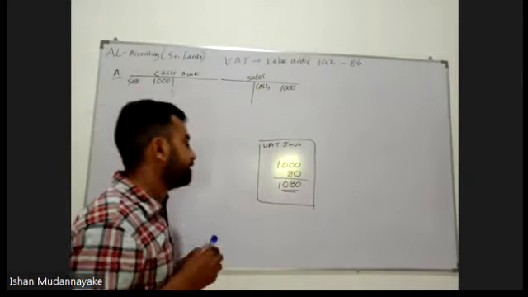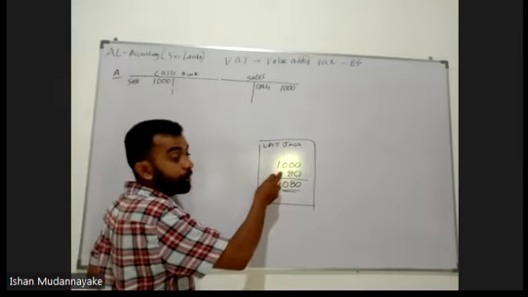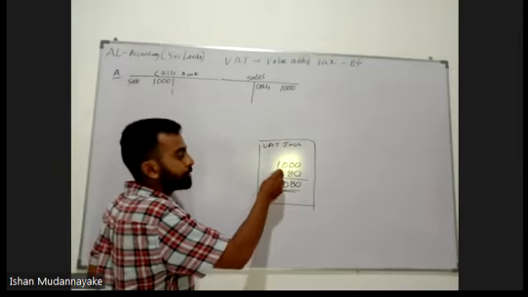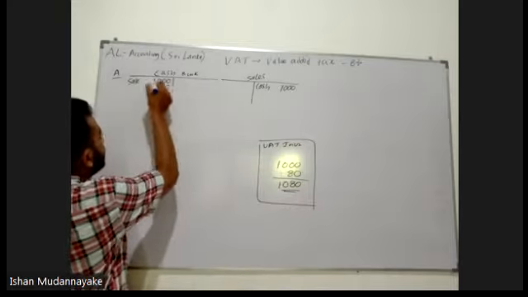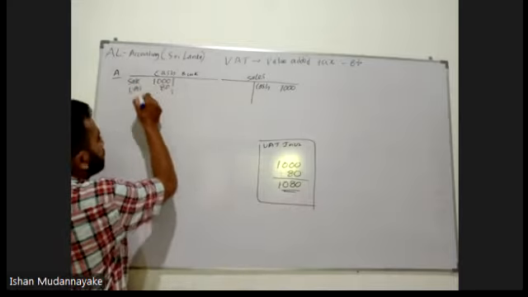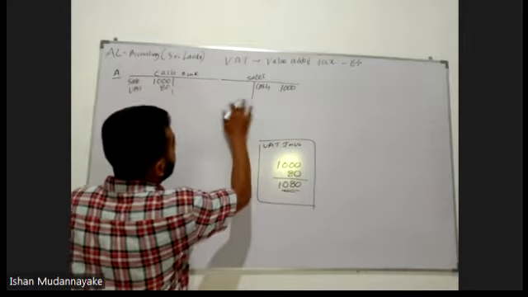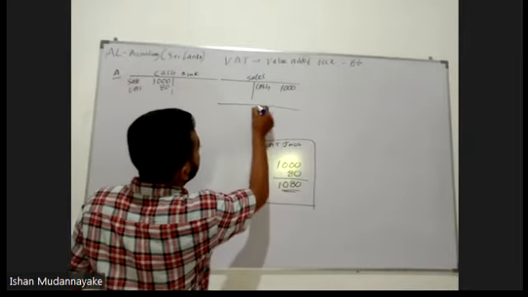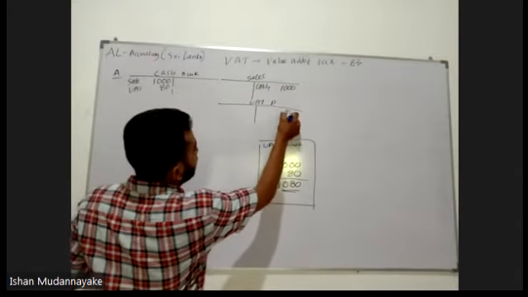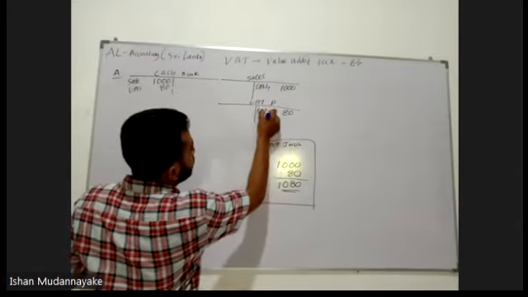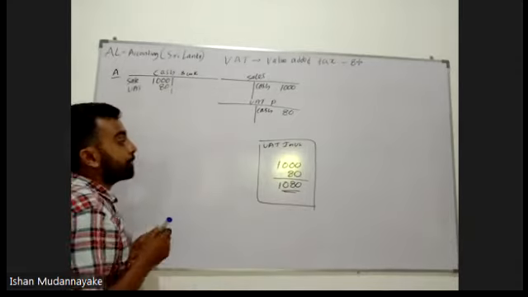Not only that, they collected another 80 rupees from company B. How to pass double entry for this 80? Fine. Cash book debit 80, VAT payable account credit 80. Cash book debit 80, VAT payable account credit.